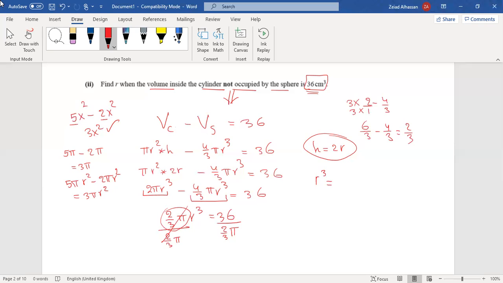You can calculate this with the calculator. Let me keep it as it is. You can do it by the calculator: 36 over 2 over 3 times pi, and then take the cubic root to get rid of the cube, and then you got the value of r.